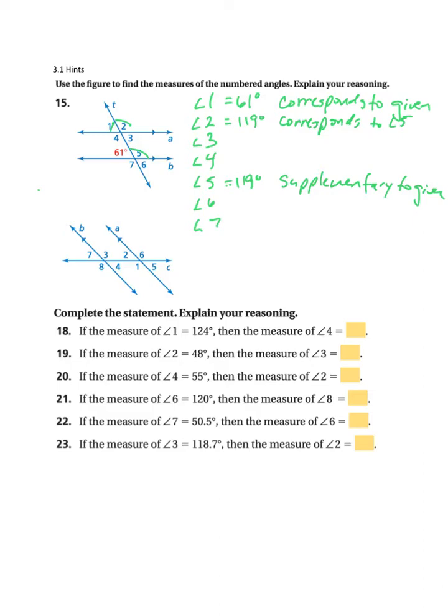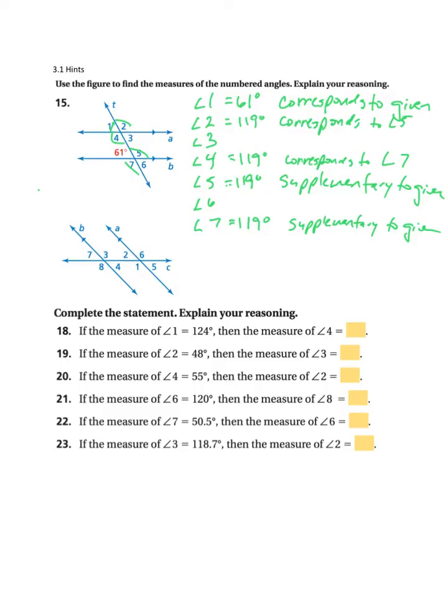Now we'll go ahead and do angle 7 and 4 kind of in the same way. We know that angle 7 is 119 because it is also supplementary to the given angle. And now we can also do angle 4 is 119 degrees because it corresponds to angle 7.